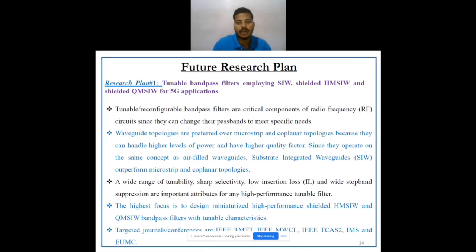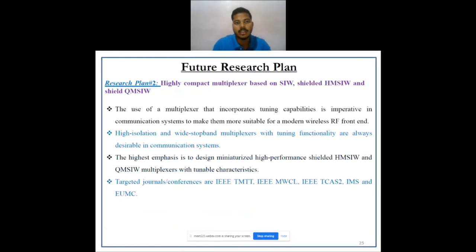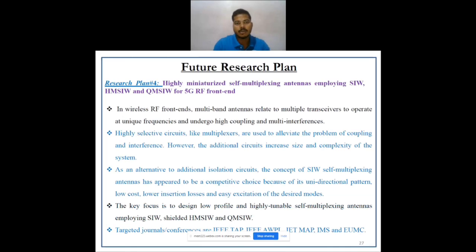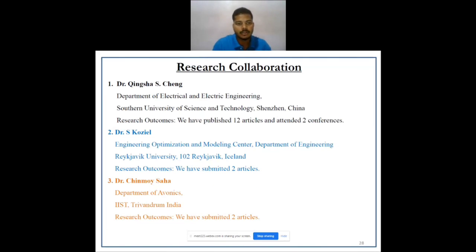It's a future research plan, on how I have to improve my research and what I have found that we need to improve. To enable bandpass filters employing SIW, shielded HMSIW and shielded QMSIW for 5G applications, I need to focus. This is the research plan for a highly compact multiplexer. These are two novel power dividers using SIW and shielded HMSIW for multi-band 5G applications. This is a research plan for a highly miniaturized self-contained antenna employing SIW, HMSIW and QMSIW for 5G RF front end. Everything I mentioned is my research collaboration.